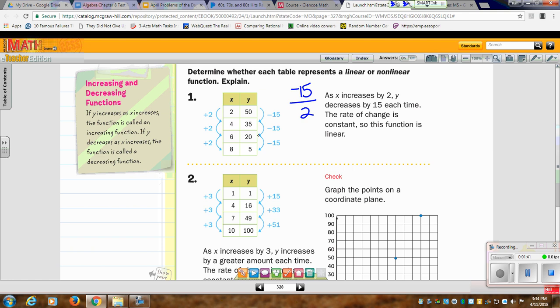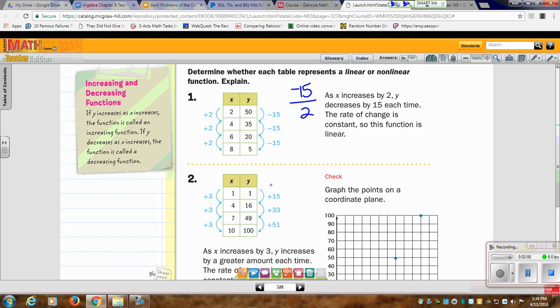If we were to graph these points, they would make a straight line. So for problem 2, we're going to look at how things are changing. From 1 to 16 is an increase of 15. Then from 16 to 49 is an increase of 33. And then 49 to 100 is an increase of 51.